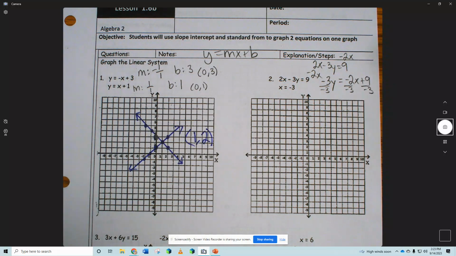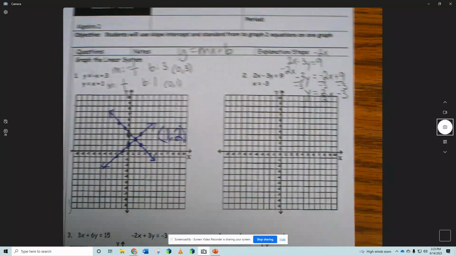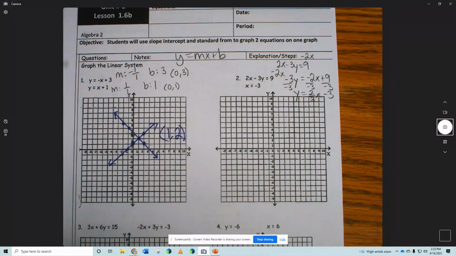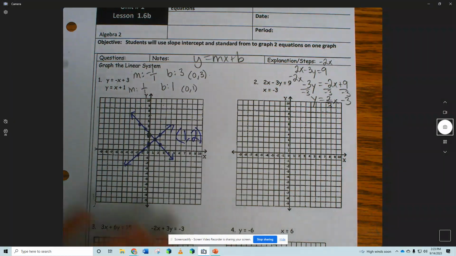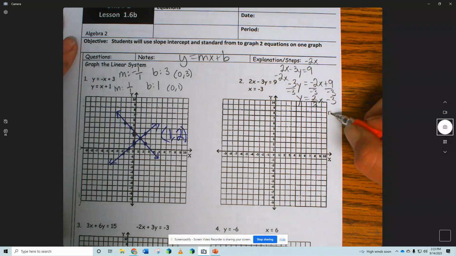Y equals positive 2/3 x. It's hard to see, sorry. Positive 2/3 x minus 3. My slope is 2/3. My y-intercept is negative 3.